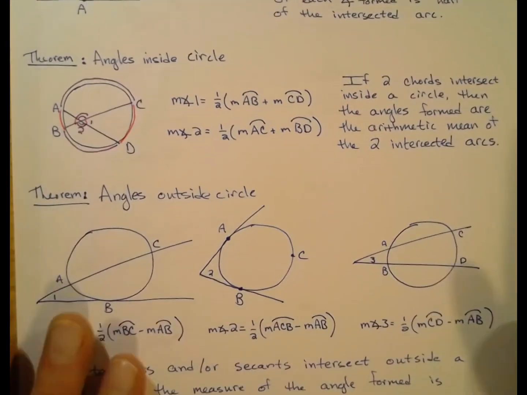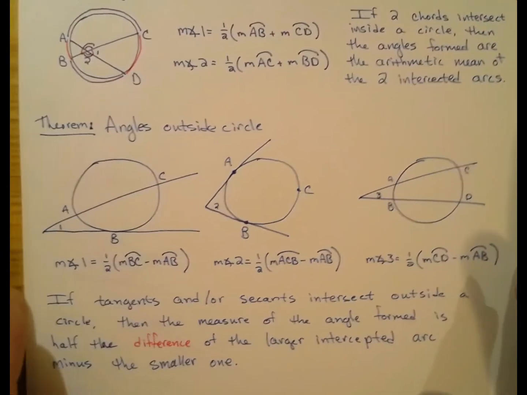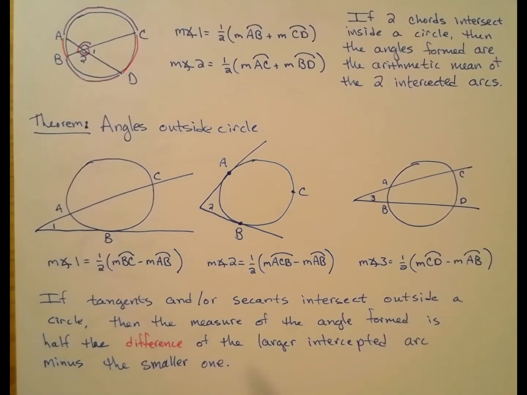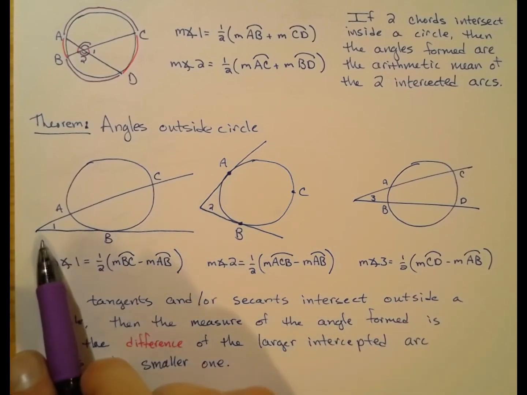The next theorem, the last theorem, is also one with a cool name, angles outside the circle. And this is when you have either tangents or secants, or a combination of the two, intersecting to form an angle outside the circle. Now this one, here we're actually going to take half of the difference of the large intersected arc minus the smaller intersected arc, and that's going to be the measure of the angle formed.